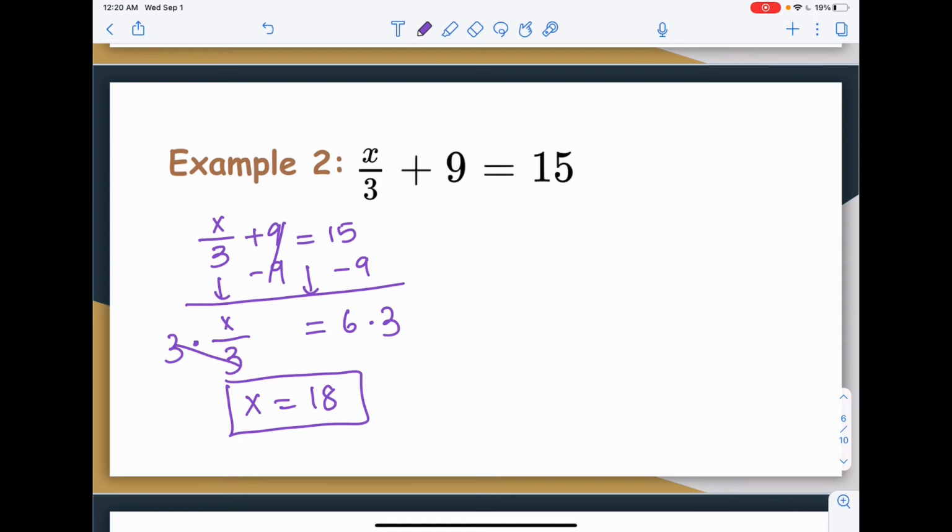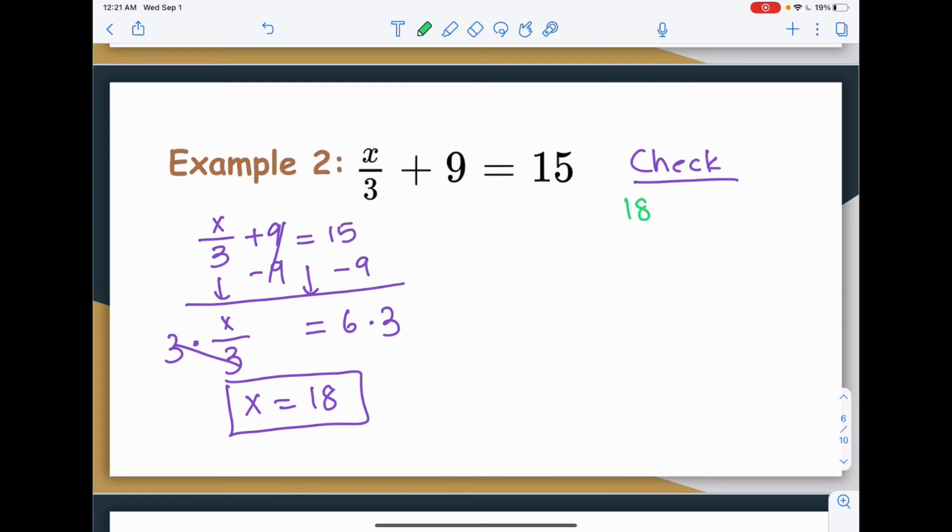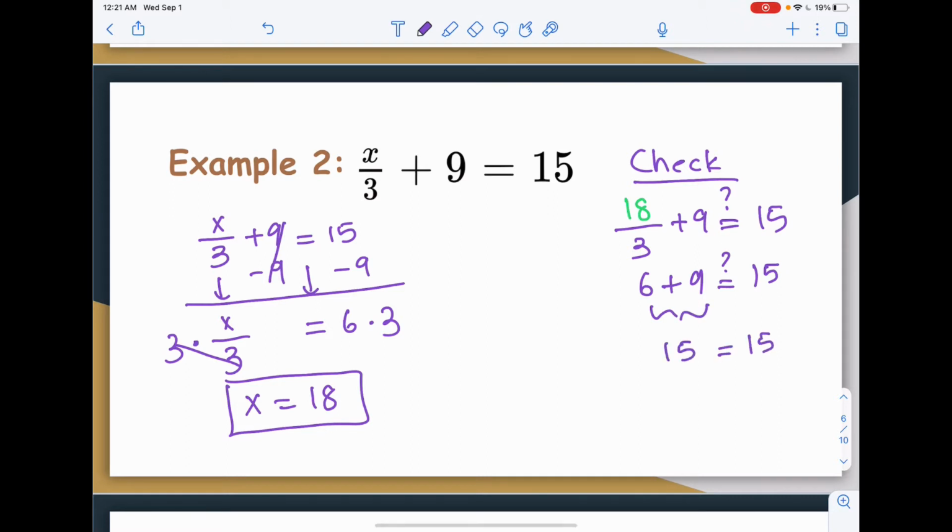So as I said before, we are going to check if x is 18 by plugging in, or substituting, 18 again in the original equation. So let's just title here check, and let's use another color. So 18 over 3 plus 9, is it 15? So that's what we're checking. 18 divided by 3 is 6. 6 plus 9 is 15. So we are also good to go here. Well done.